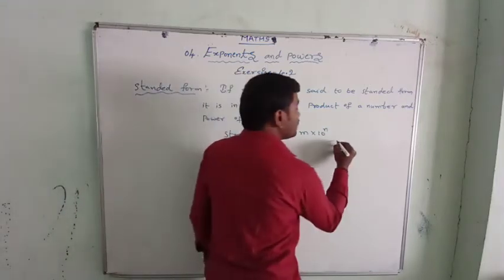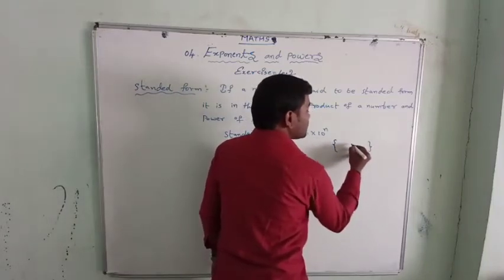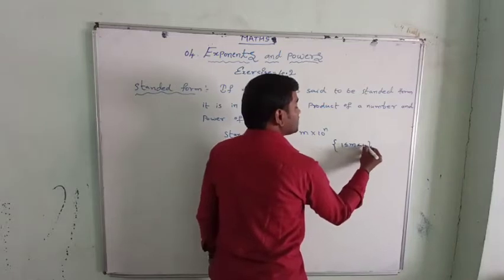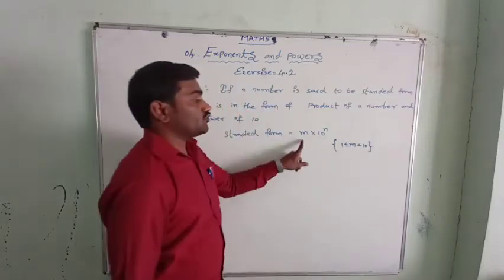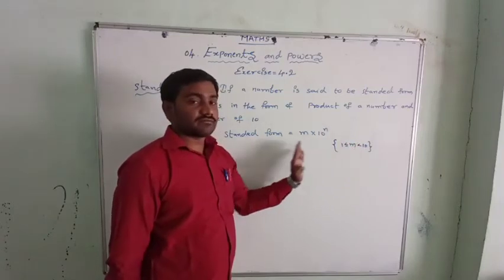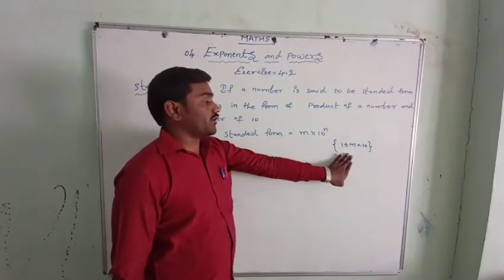In this form, the standard form always will be m into 10 to the power of n. What is m here? The m is always greater than or equal to 1 and less than 10. The m value should be greater than or equal to 1 and less than 10. This we have to remember.